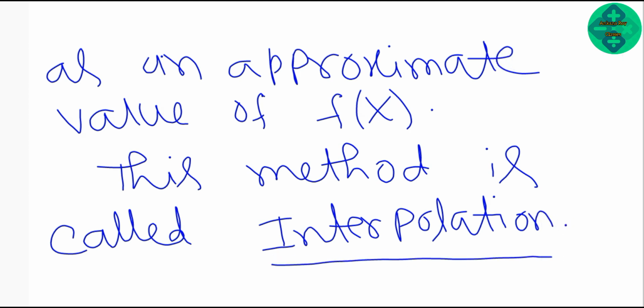Therefore, by interpolation, we can find the value of a function f(x) at some point small x equal to capital X, where the analytic form of the function f(x) is unknown, but the functional values are known for n plus 1 distinct values of x, that is x0, x1 up to xn, and capital X belongs to the open interval (minimum of xi, maximum of xi).